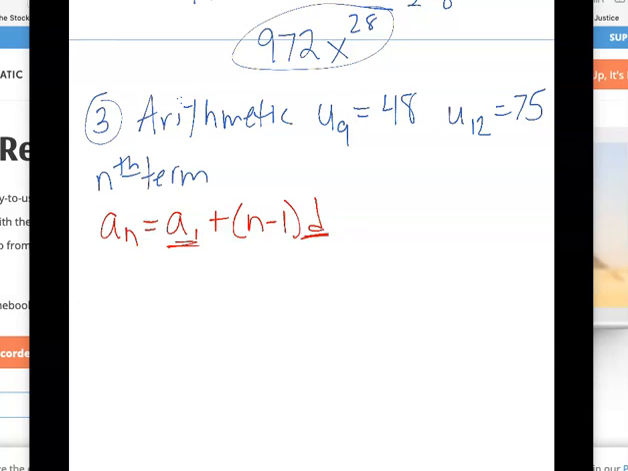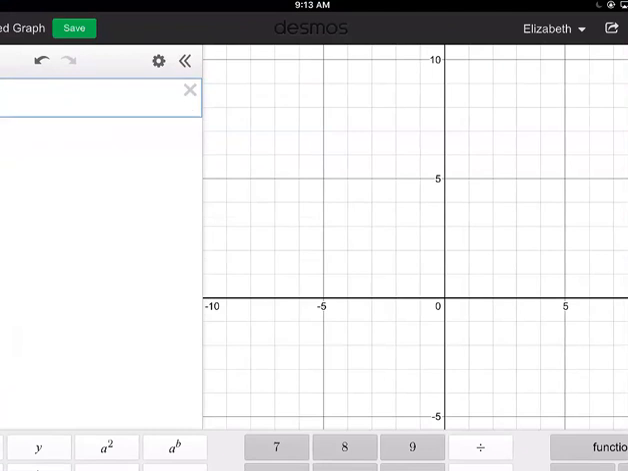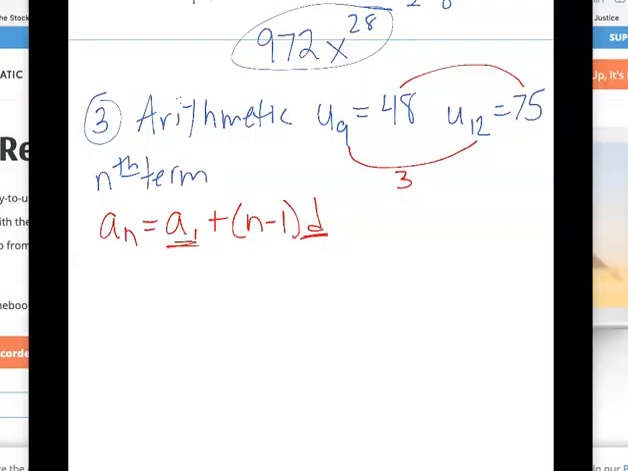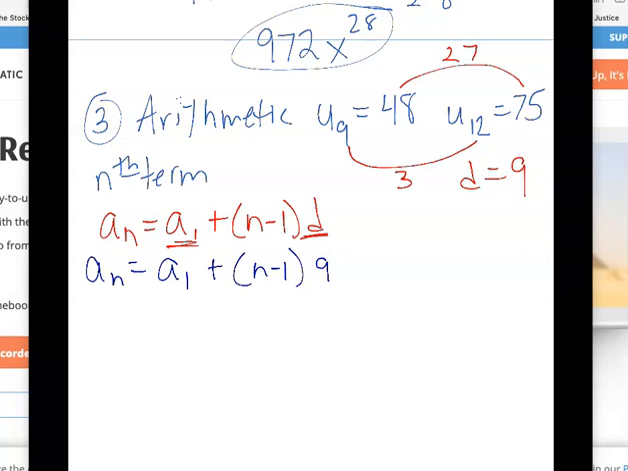Well, we're given the 9th term and the 12th term. So in 3 terms, how far is it from 48 to 75? So 75 minus 48, it's changing by 27. So what does that mean our difference is? So 27 in 3 terms, so our difference is 9. So we know that our difference here is 9. We don't know our first term, and we don't know the nth term. But our goal is to find that first term, and we know what the 9th term is, the 12th, so we could substitute one of those in.